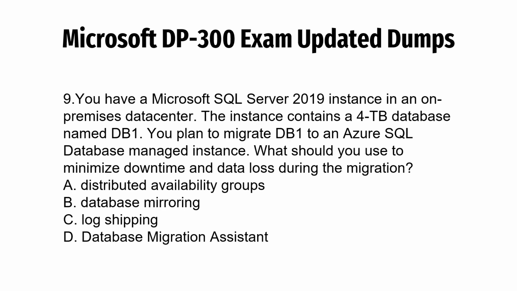9. You have a Microsoft SQL Server 2019 instance in an on-premises data center. The instance contains a 4 TB database named DB1. You plan to migrate DB1 to an Azure SQL Database managed instance. What should you use to minimize downtime and data loss during the migration? A. Distributed availability groups. B. Database mirroring. C. Log shipping. D. Database Migration Assistant.